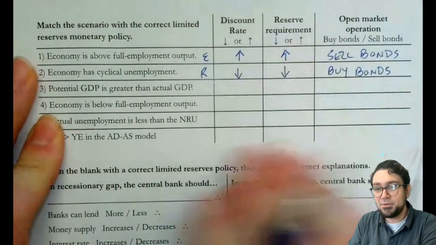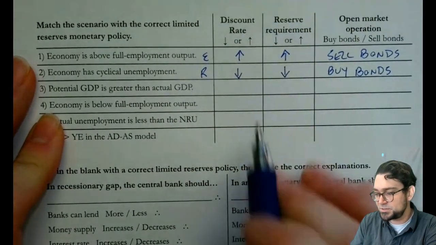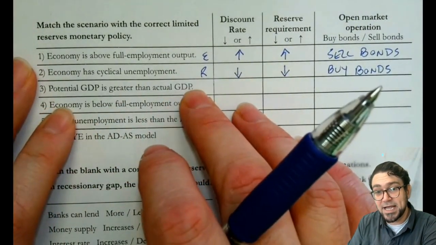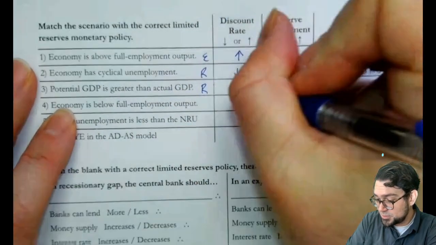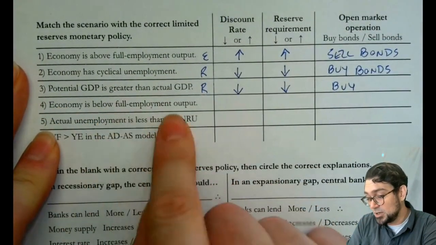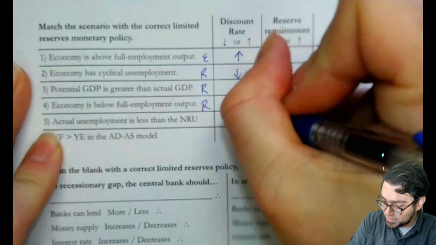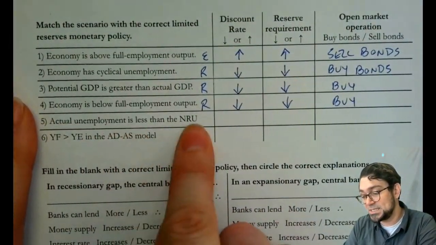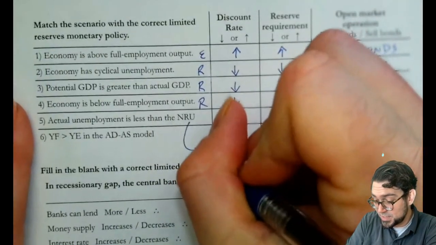I'm going to make it fairly quick for the other ones because they're really just, if you can remember whether this is a recession or an expansion. When potential is greater than the actual, that means we're in a recession. So we're going to go down, down, and buy. When the economy is below full employment, that's still a recession. Down, down, buy.